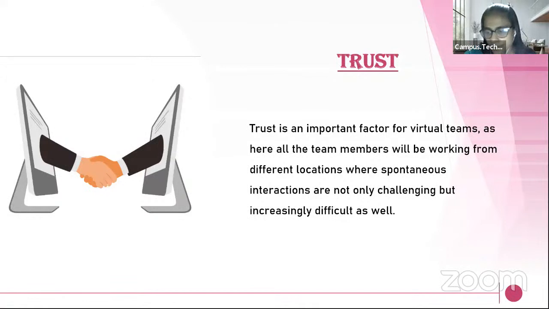Next is trust. Building trust is crucial when we are working from different geographical locations, but still trust is an important factor for a virtual team, as here all the team members will be working from different locations where spontaneous interactions are not only challenging but increasingly difficult as well. These challenges are very difficult.